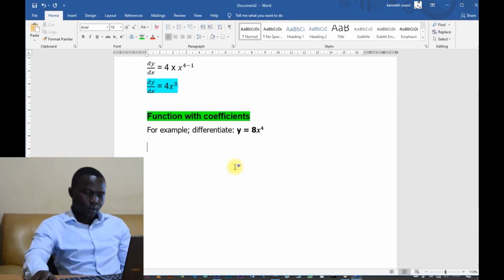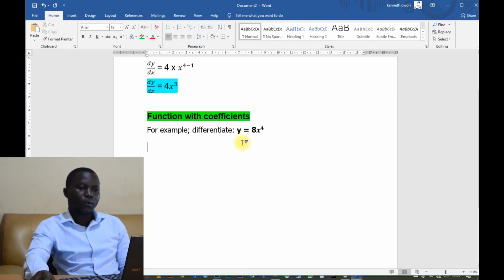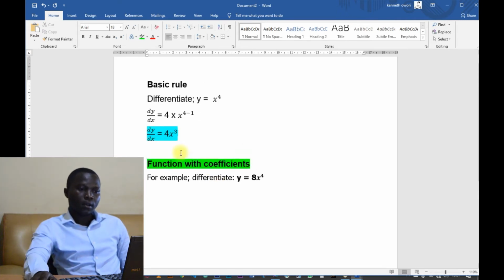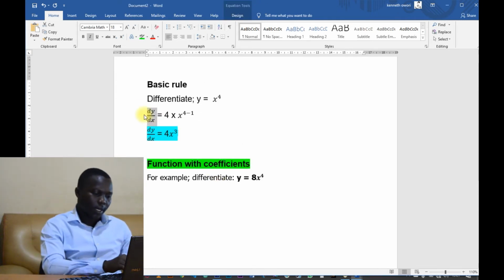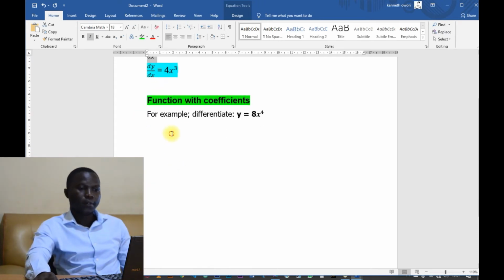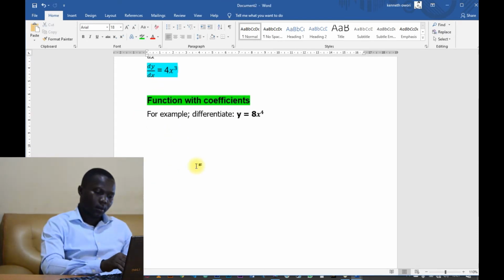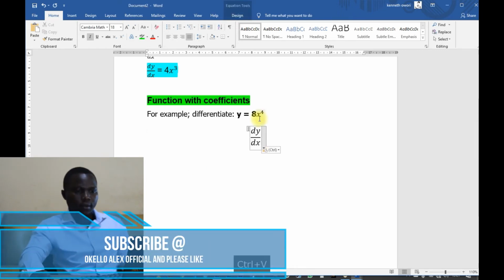So you have functions with coefficients. The example says differentiate y equals 8x power 4, where 8 happens to be our coefficient. So how would we arrive at the derivative of such an expression? As we said previously, when we are differentiating y with respect to x, our derivative would be denoted as dy/dx, because we are differentiating y with respect to x.